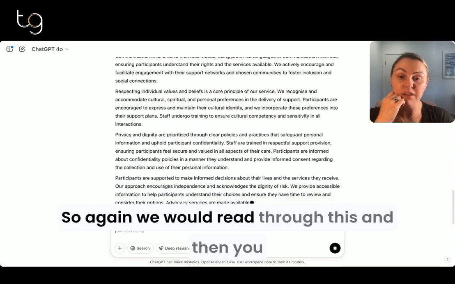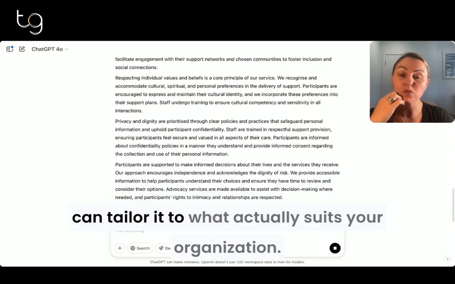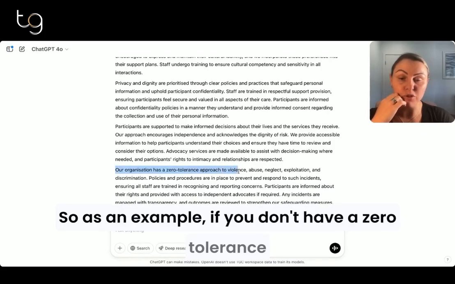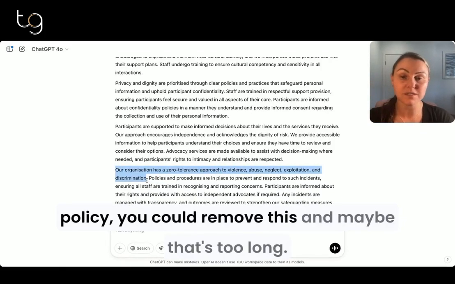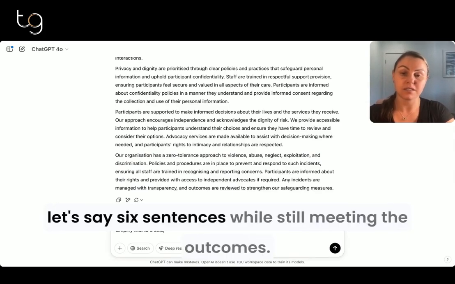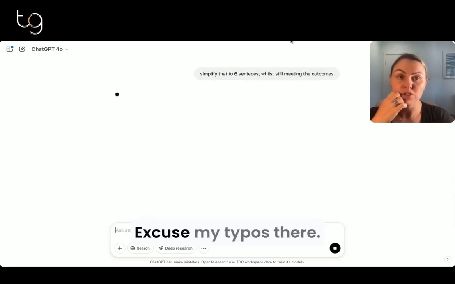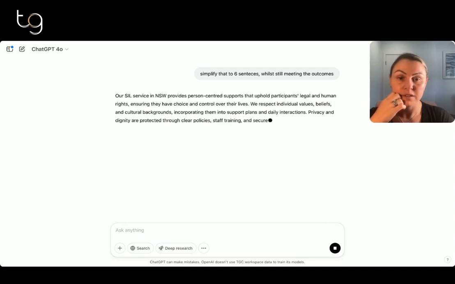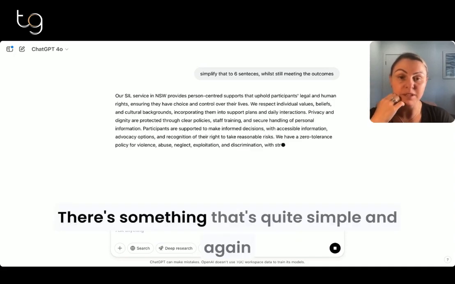So again, we would read through this, and then you can tailor it to what actually suits your organization. As an example, if you don't have a zero tolerance policy, you could remove this. And maybe that's too long. Maybe we could simplify that to, let's say, 6 sentences, while still meeting the outcomes. Excuse my typos there. So there you go. There's something that's quite simple.